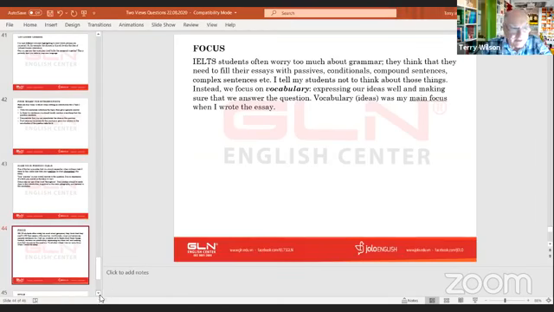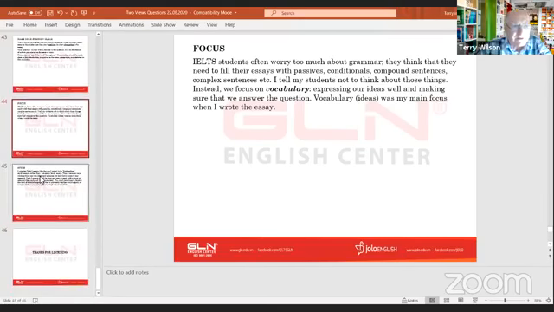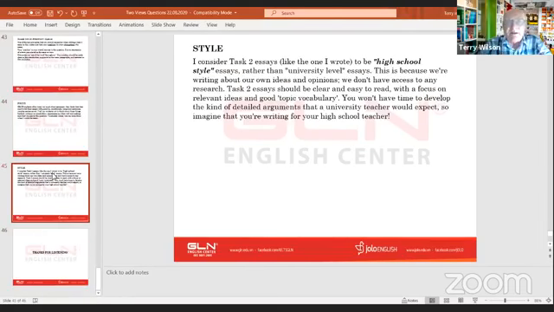And I think we're coming to the last slide today. Yes. So, style. I consider Task 2 essays to be high school style essays rather than university essays. The academic IELTS test is really a university entry test, so they don't expect you to write like a student at university. They expect you to write like a student at high school.